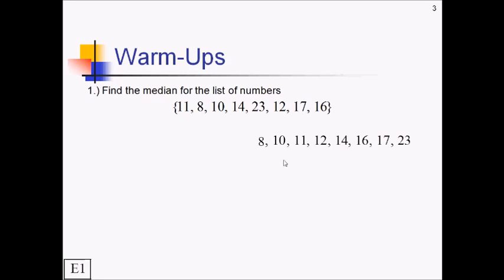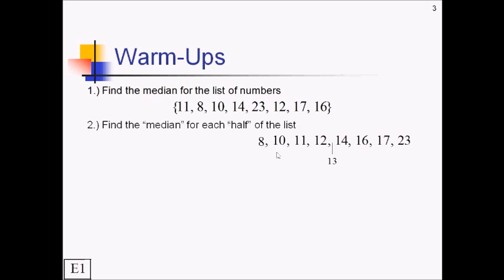So the median out of all this, there's only 8 data items. We can clearly see the median is going to fall between 12 and 14. The average of those numbers gives me 13. All right, so that was part 1 of your warm-up. Part 2 is to find the median, and I put that in quotation marks, for each half of the list.